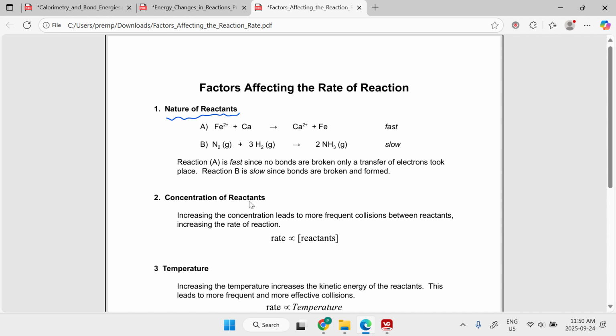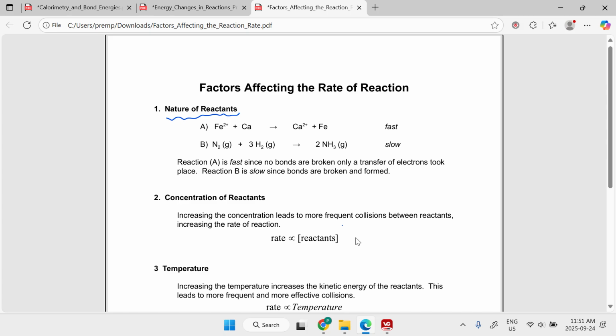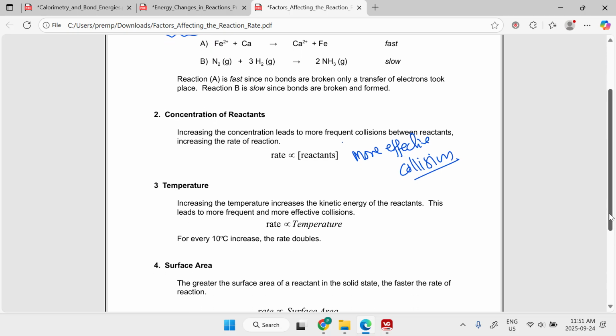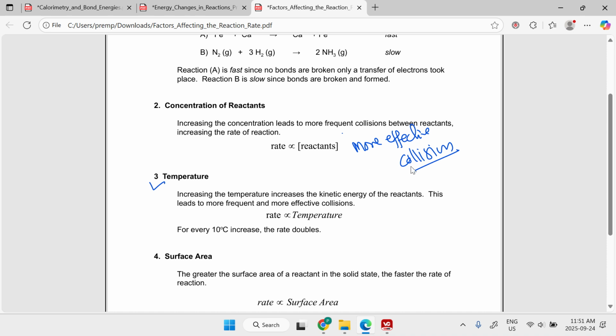Second is the concentration. The higher the concentration, the faster the reaction rate, because then we have more reactant available for the reaction, and they can potentially convert to product. So we should say more effective collision. You know that when particles collide in a specific orientation, then the reaction takes place and we get a product. Temperature is related to the kinetic energy of the particles. The faster the particles move, the higher the reaction rate. So it's directly proportional to temperature.